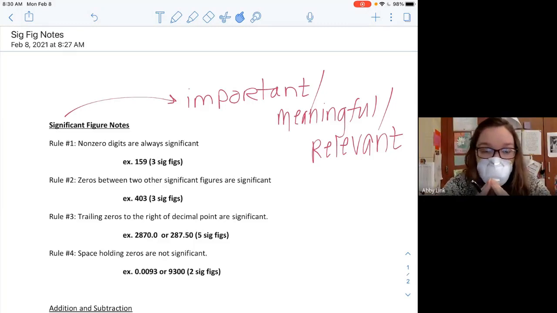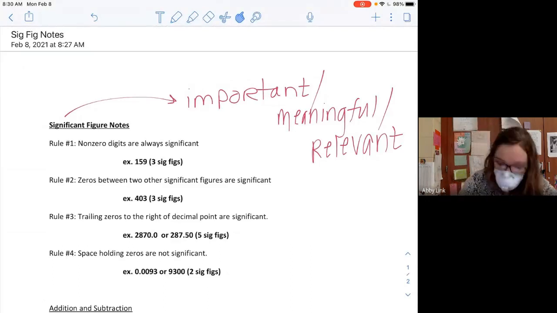Now, in the grand scheme of things, you're probably going to forget that this is because we have to be accurate in reporting our data about lab equipment. You're just going to have this ingrained in your brains: I need to figure out how many sig figs I have in this number and report my answer accordingly. All right, so let's dive in, guys. Let's talk about the rules.